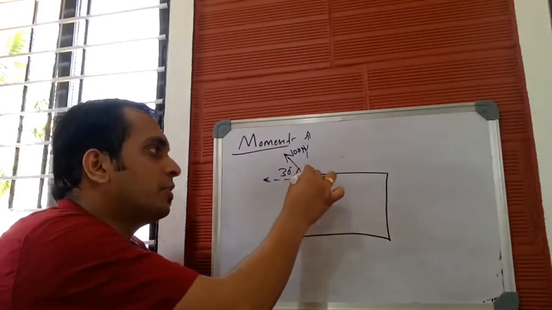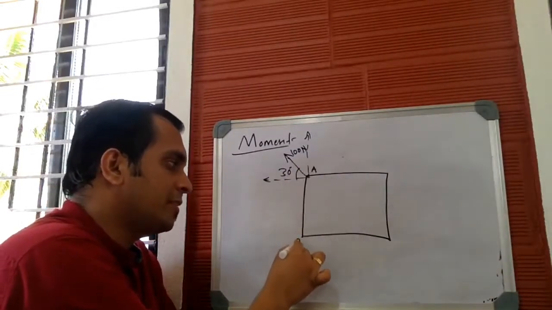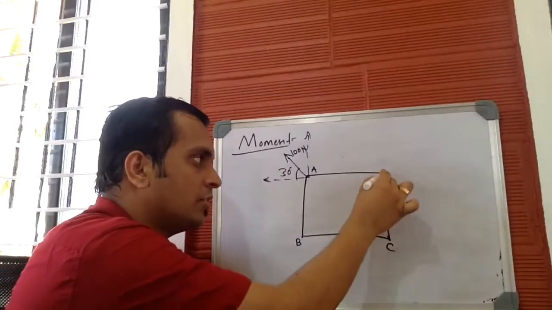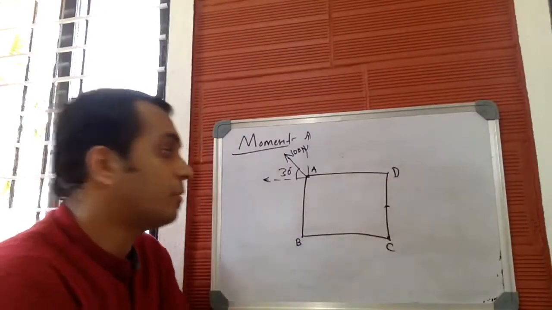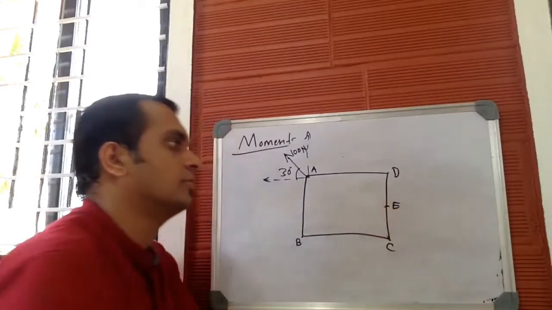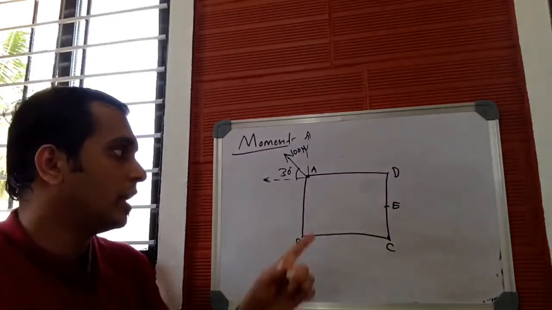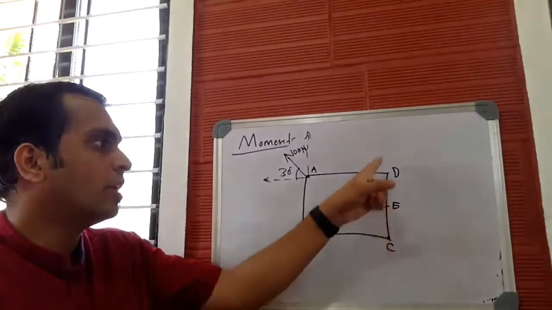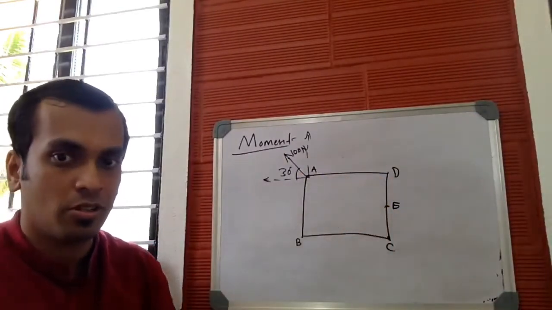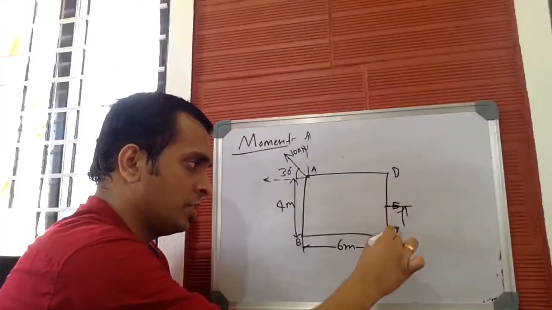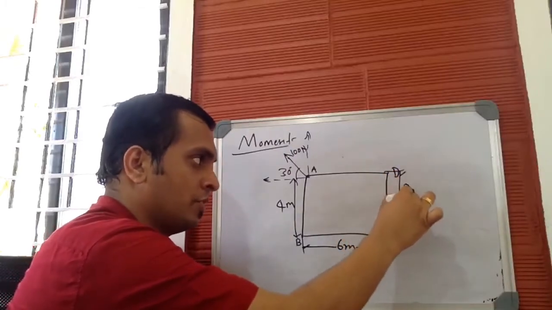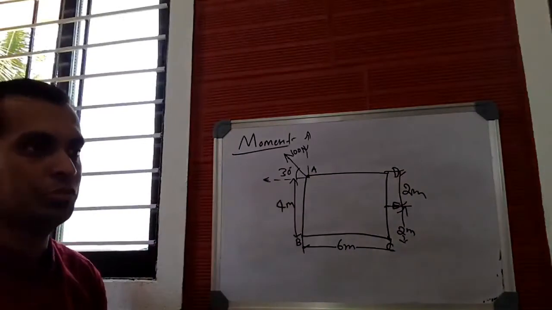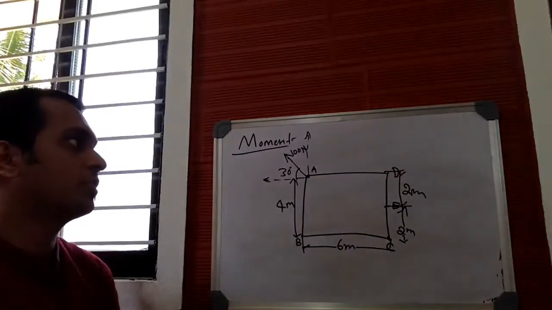Let this particular point be A, let this be B, let this be C, and let this be D. And let me write an intermediate point, let it be E. So we have 5 points altogether. Let this be 2 meters, and even this will be 2. This is the given question.